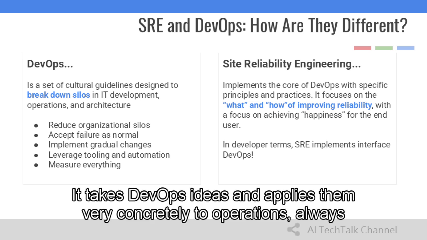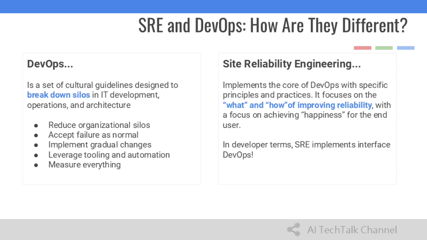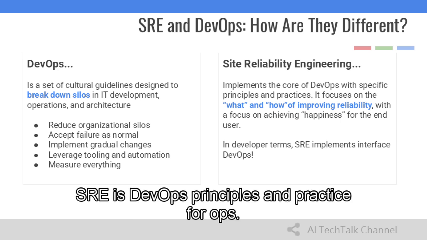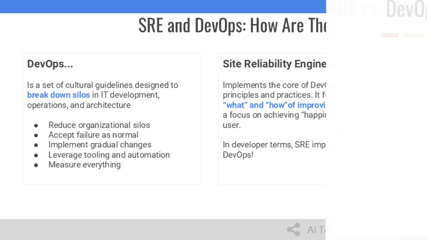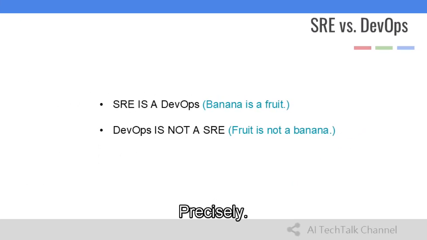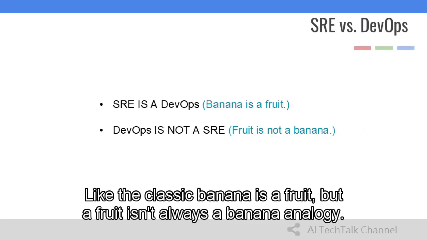It takes DevOps ideas and applies them very concretely to operations, always thinking about the end user experience. Like one source put it, SRE is DevOps principles in practice for ops. Right, so SRE is a form of DevOps, but DevOps isn't necessarily SRE. Precisely, like the classic analogy: a banana is a fruit, but a fruit isn't always a banana.